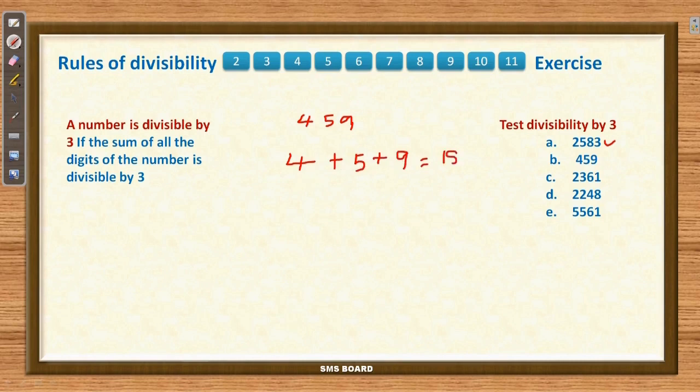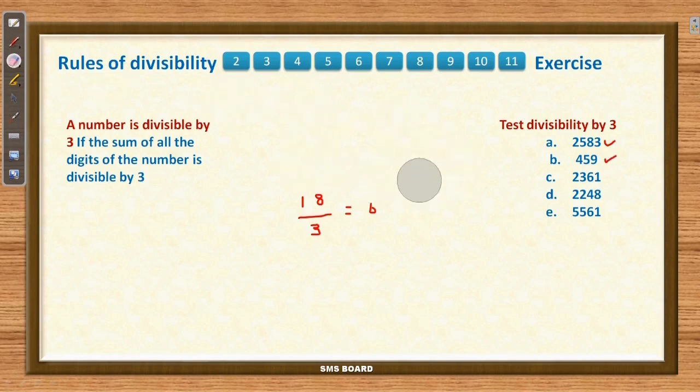So you know 18 is divisible by 3. So quotient is 6. So 18 is divisible by 3, that is quotient is 6. 3 into 6 equal to 18. So, a number is divisible by 3 if the sum of all the digits of the number is divisible by 3. So this number is divisible by 3.